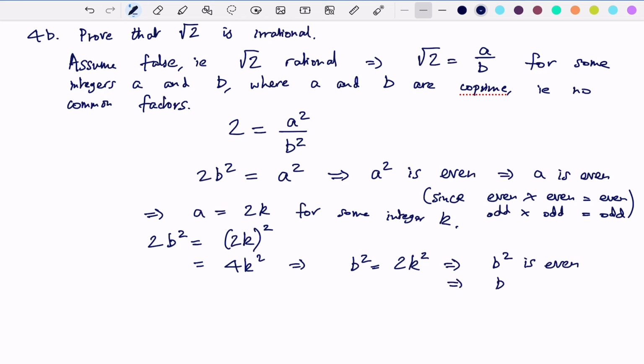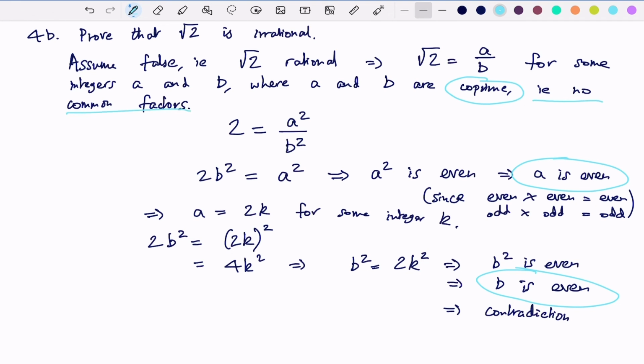But if b is also even, then that means that both a and b have a common factor of 2, and that actually is a contradiction to our original assumption above, where we assumed that a and b were co-prime. So that gives us the contradiction we were looking for, and therefore the original statement must in fact be true. There are similar examples that may come up in the exam. So for example, prove that root 3 is irrational would be a very similar case, but using 3 instead of 2, and demonstrating that if a squared is a multiple of 3, then a itself is also a multiple of 3. So that covers everything that you need to know to ace the proof topic in your exam.